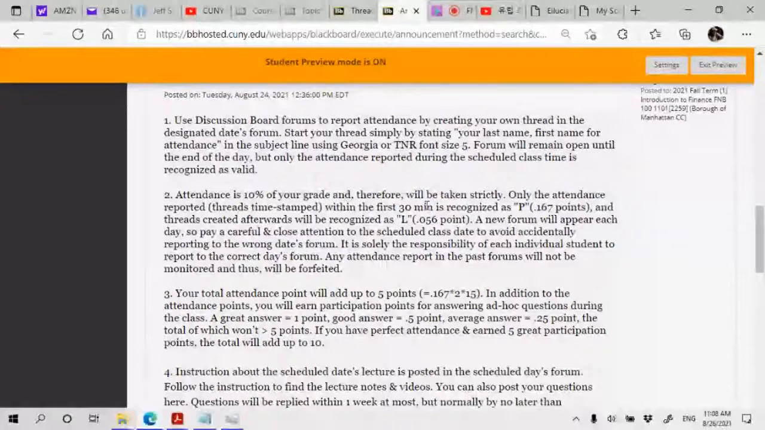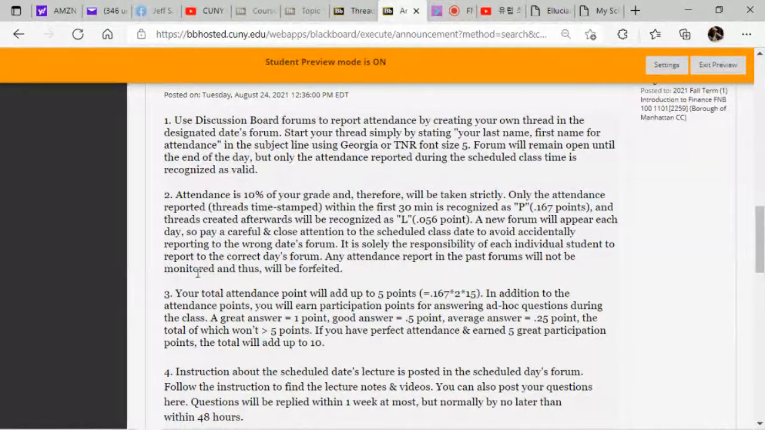So I'm going to explain further. Attendance is 10% of your grade. Only attendance reported within the first 30 minutes counts as on time. You must have a time-stamped thread. When you create your attendance report thread, it gets time-stamped automatically. If you're present, you get 0.167 points for attendance. Any thread afterwards, after the first 30 minutes, will be recognized as late, at 0.056 points, which is 1/3 of this number.